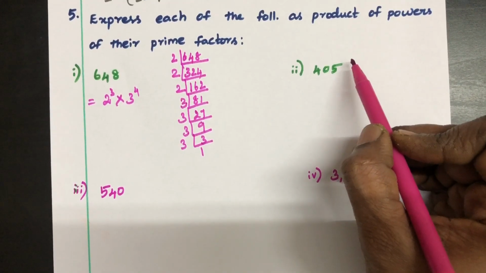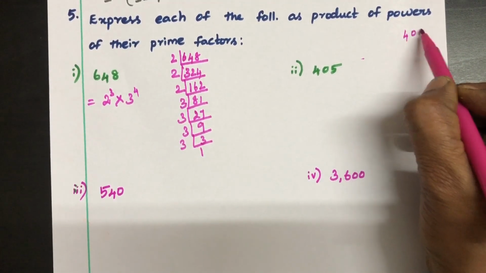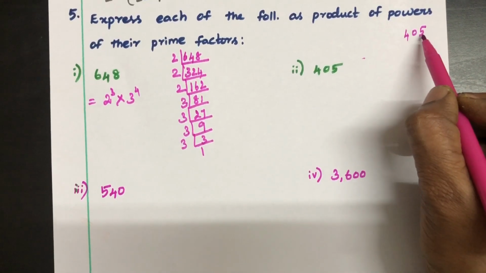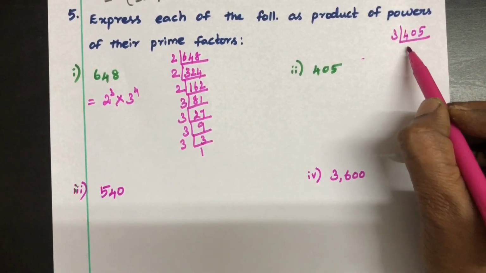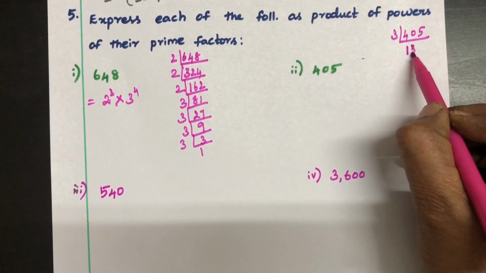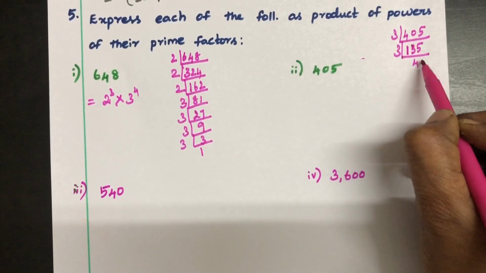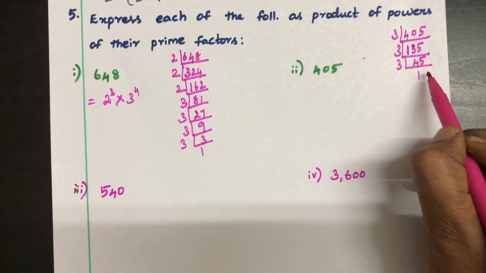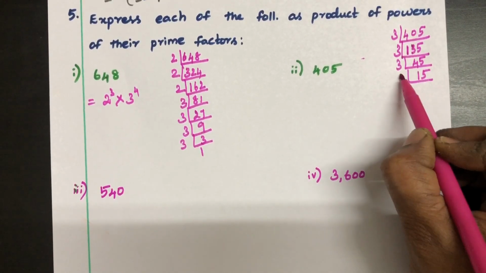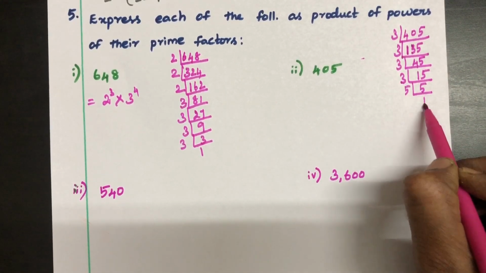Now 405. How to find 405? 405. 4 plus 5 gives you 9. So 3 can divide this, right? So 3 means 1, 3 times, 5 times. Again 3 can divide this 4 times, 5 times. 3 can divide this 1 time, 5 times. Again 3 can divide this 5 times. 5 can divide this 5, 1 time.